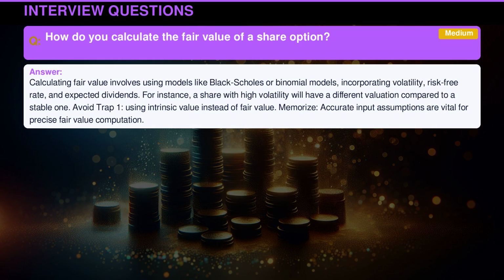Calculating fair value involves using models like Black-Scholes or binomial models, incorporating volatility, risk-free rate, and expected dividends. For instance, a share with high volatility will have a different valuation compared to a stable one. Avoid trap 1, using intrinsic value instead of fair value. Memorize. Accurate input assumptions are vital for precise fair value computation.